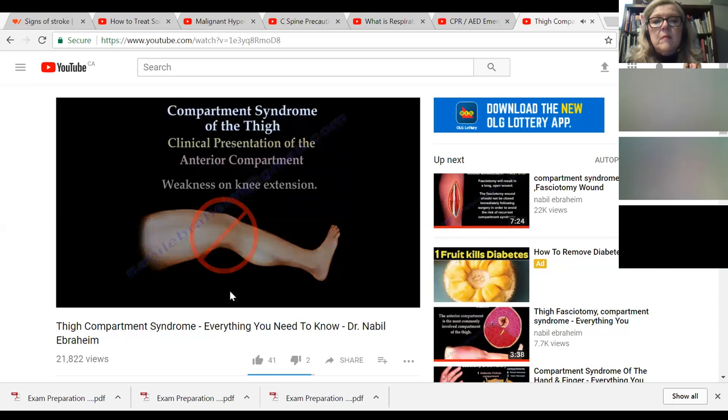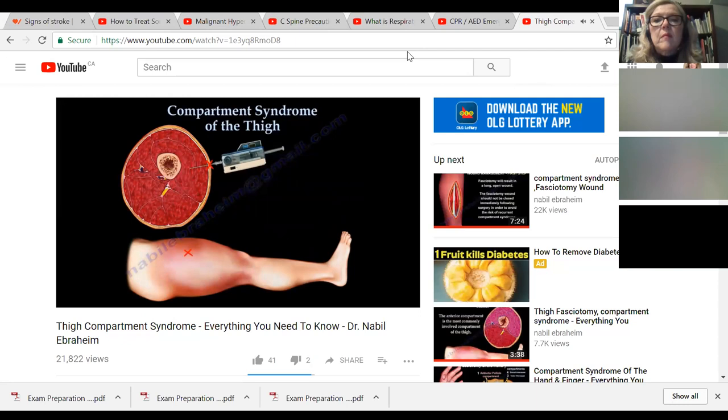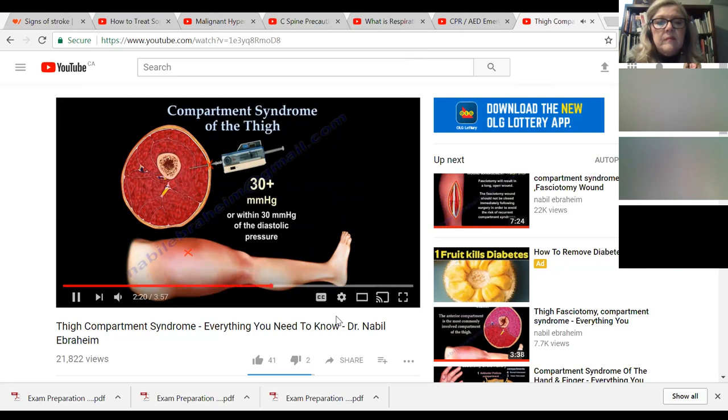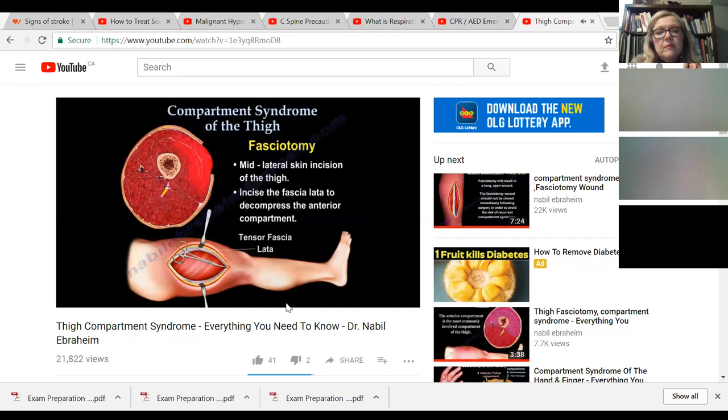Pressure measurements. Once the compartment pressure becomes elevated, fasciotomy is the treatment of choice. When you suspect compartment syndrome of the thigh, the intercompartmental pressure is measured. If the pressure is high, fasciotomy is the treatment. Here is where and how to measure the pressure of the thigh. And this is how to do fasciotomy of the thigh. It is a lateral incision over the thigh. After the skin is incised, the tensor fascia lata is opened to decompress the anterior compartment of the thigh.